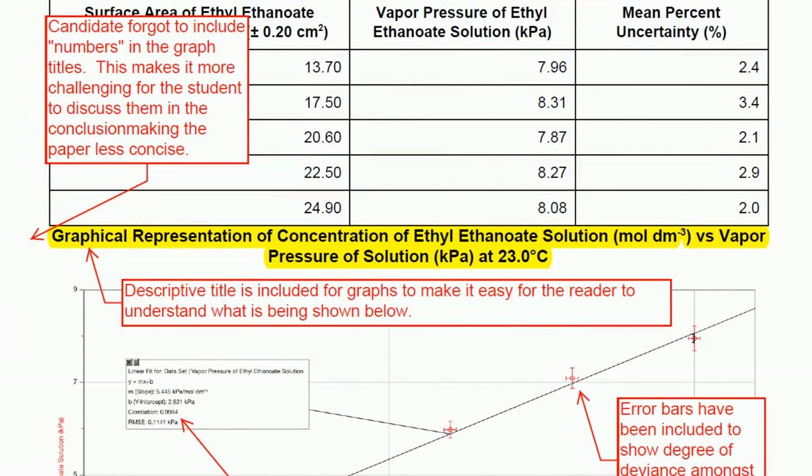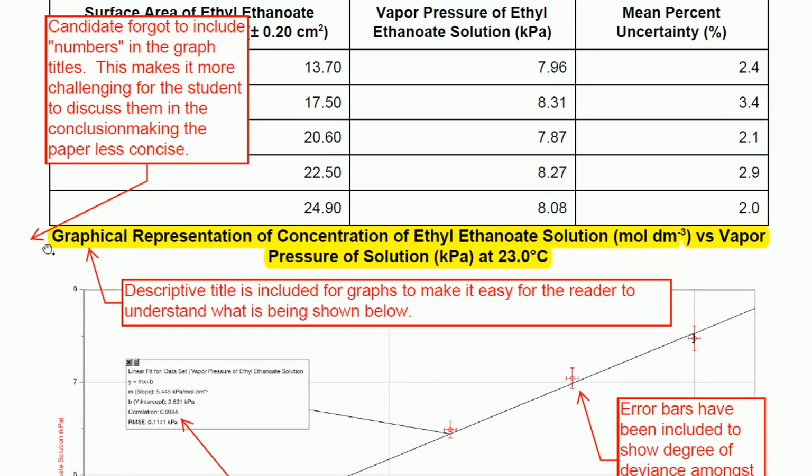One of the most important aspects of the analysis component of an internal assessment is the graphical analysis section. In this particular case, the student does a good job of including a descriptive title that can make it very easy for the reader to understand what is being shown below. However, the student has made a small error by not including a number to be associated with this graph. In other words, they could have included graph number 1 and then included the title, or graph 1.1.